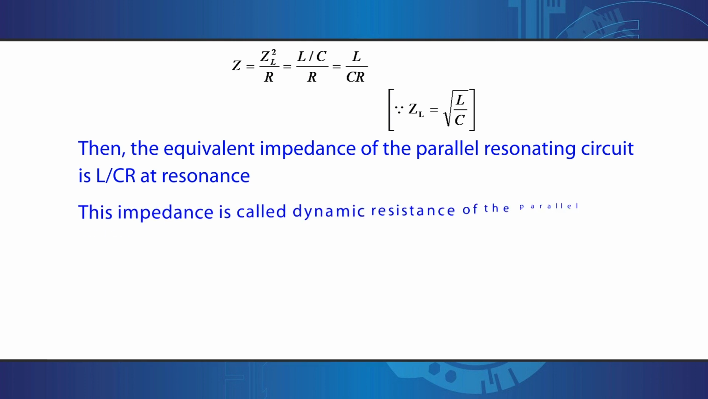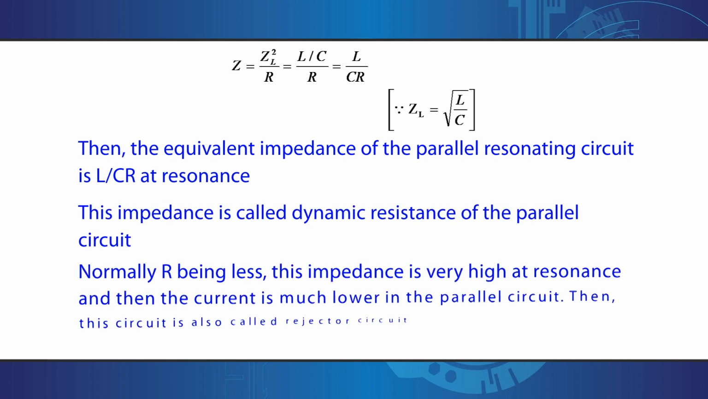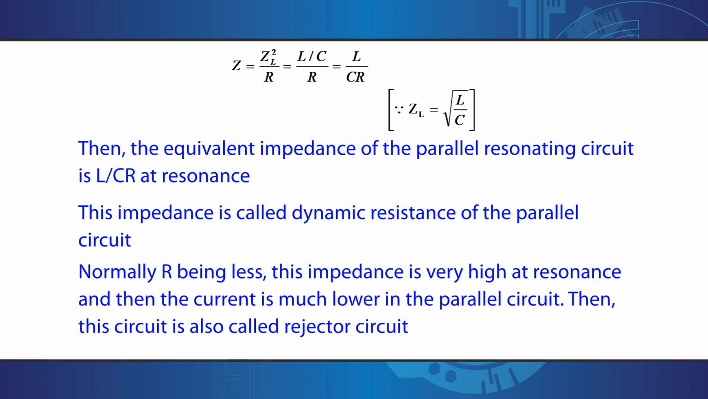So in case of the series resonance, what is the impedance of the circuit? That is equal to R. But in case of the parallel resonance, impedance of circuit is equal to what? L upon CR. This impedance is called dynamic resistance of the parallel circuit. Normally R being less, this impedance is very high at resonance, and then current is much lower in the parallel circuit. Then this circuit is also called rejector circuit.